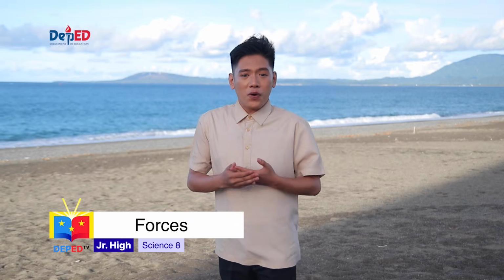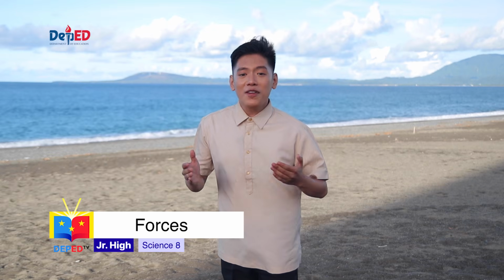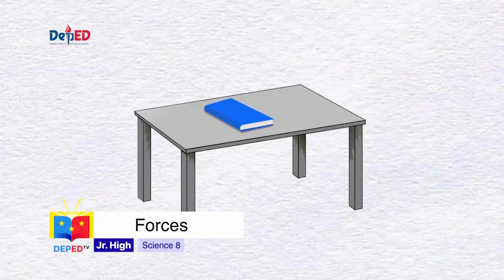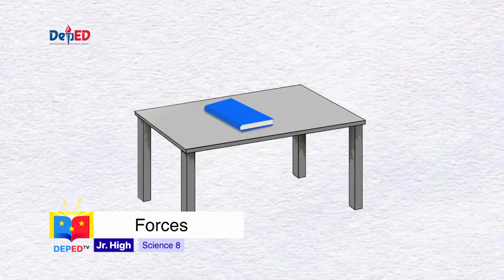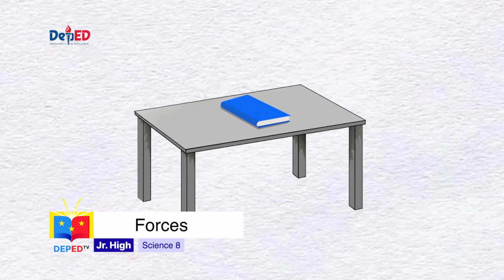Unbalanced forces are those which are in opposite direction and unequal in magnitude. If one force is greater than the other, and they are exerted in opposite directions, the object will move.